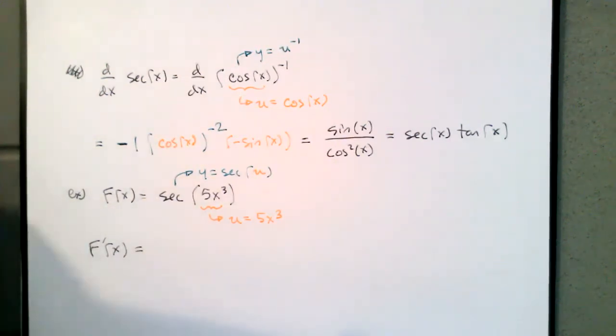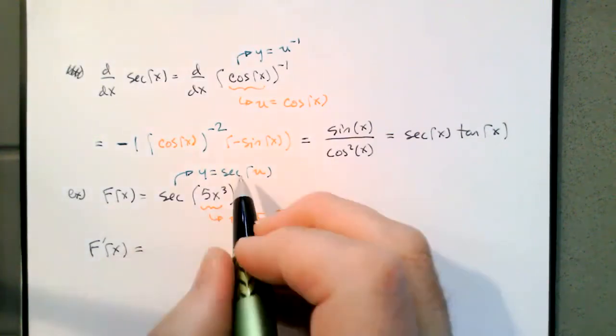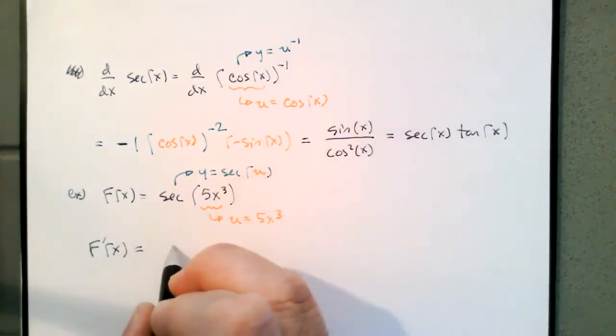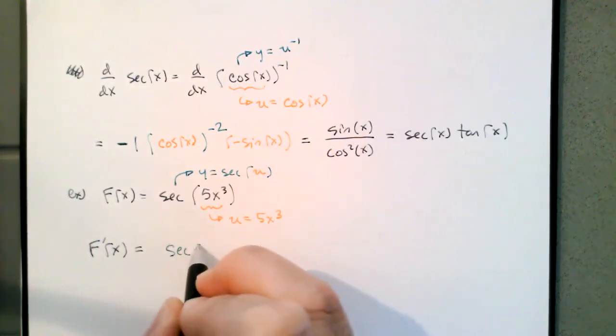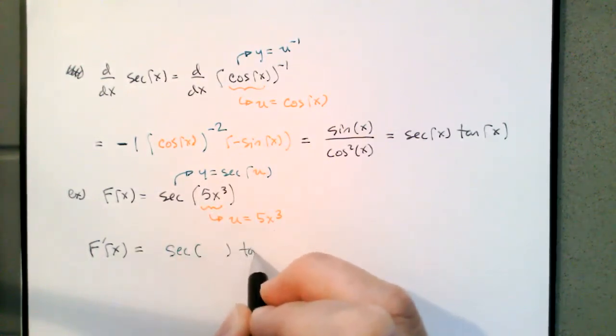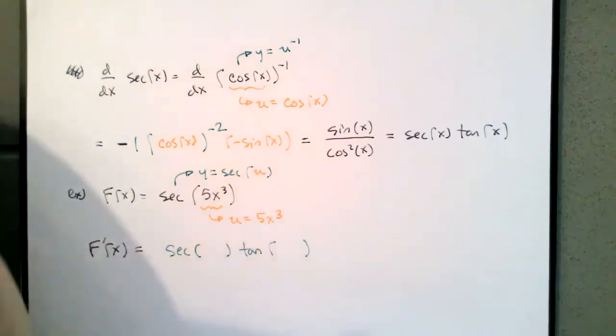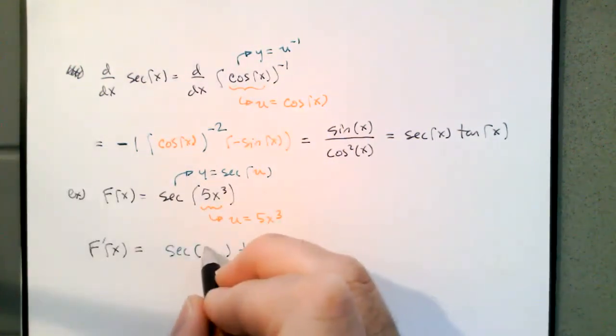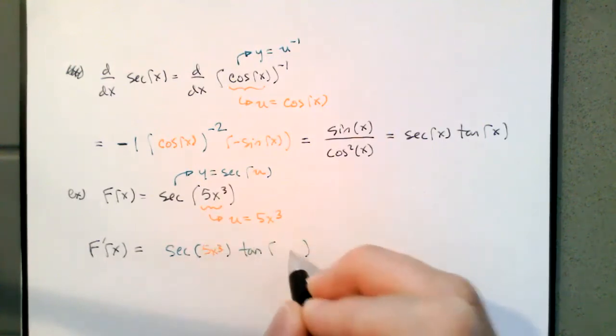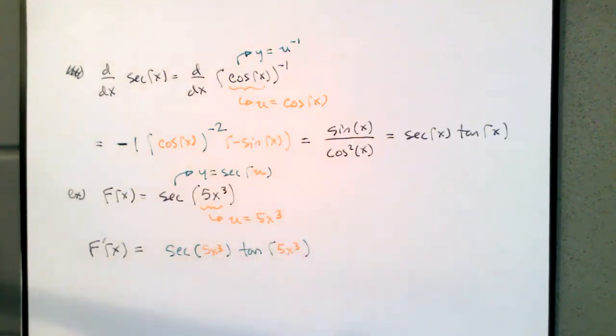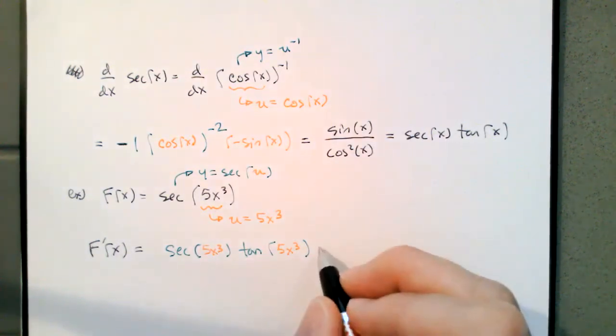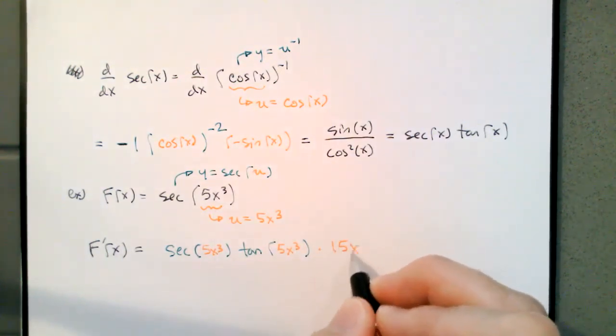is the derivative of the outside with respect to the inside. So the derivative of secant of u is secant u tangent u. And in this case, the u is 5x to the third. Secant is weird because the x shows up twice in its derivative. It's secant x tangent x. So when we're using the chain rule, it's secant u tangent u. And then I just have to multiply by the derivative of the inside, which is 15x squared.